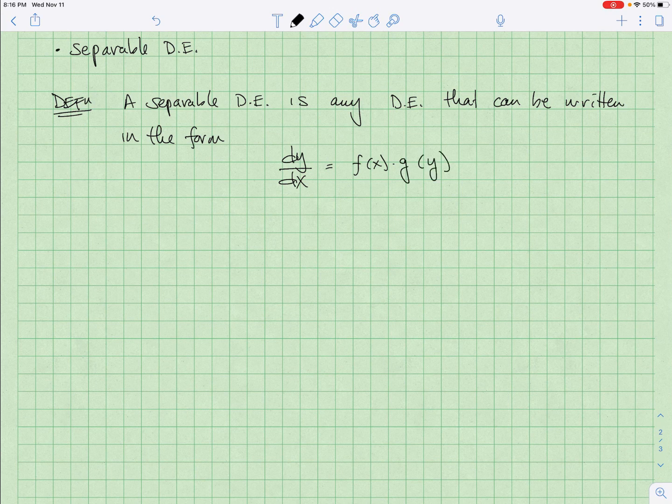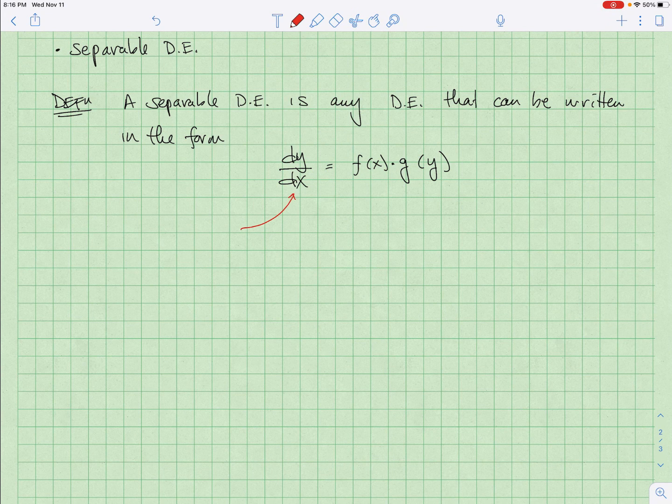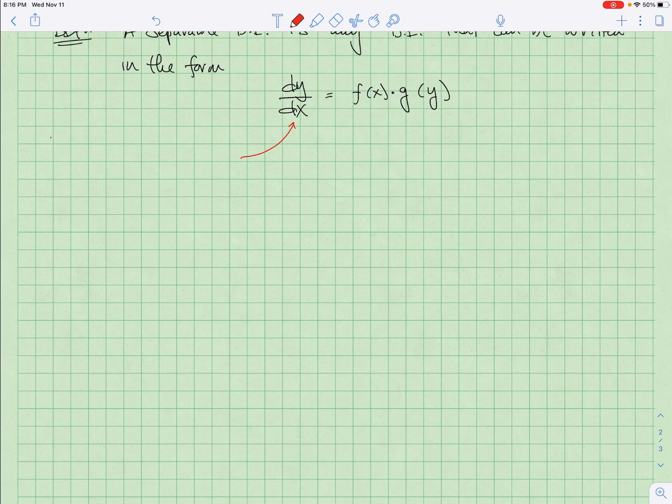Now pay attention to this really quick and what this says. In this class, this is always going to be the first derivative, I should note. This does not have to be the first derivative. So it could be the nth derivative of y is equal to f of x times g of y.